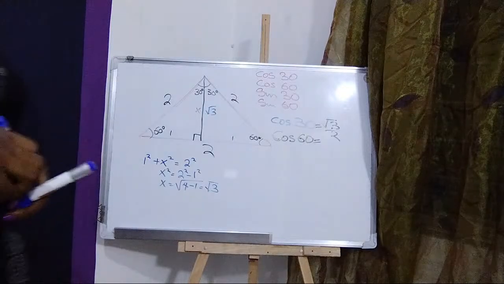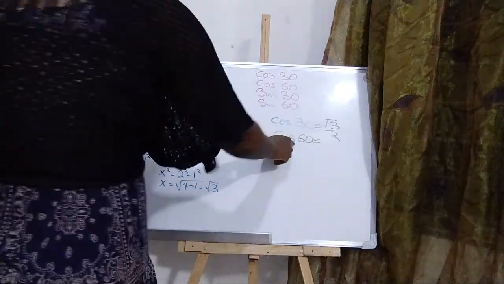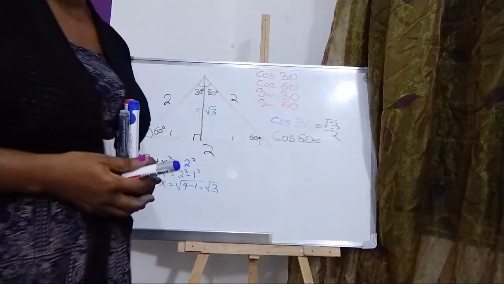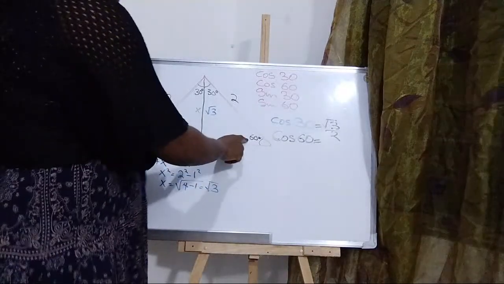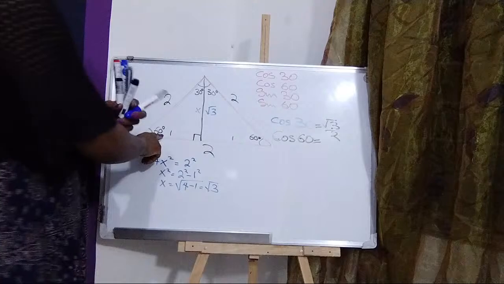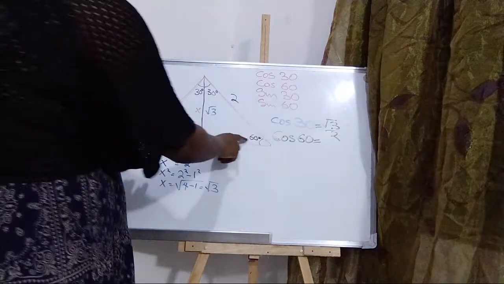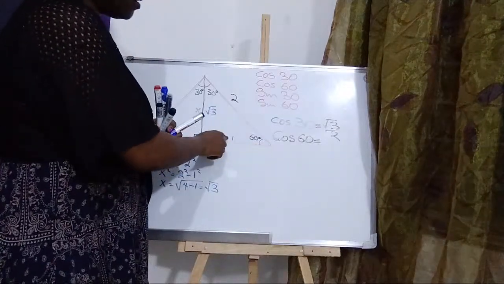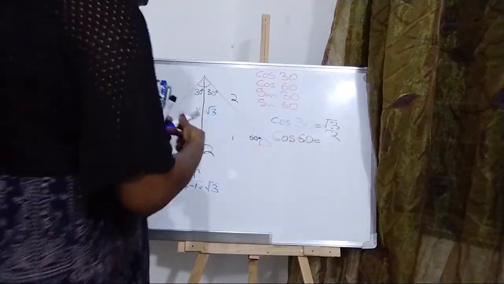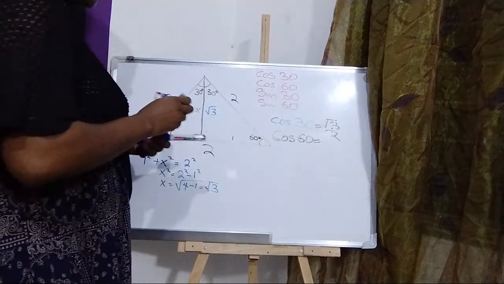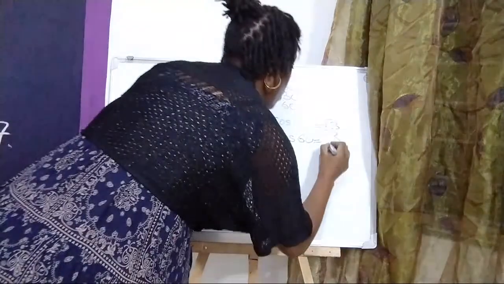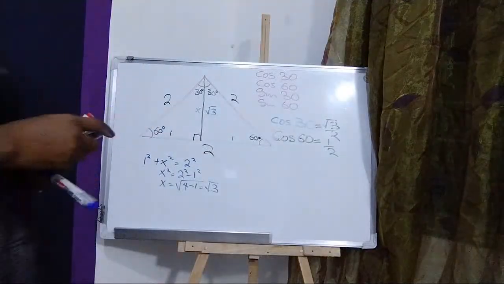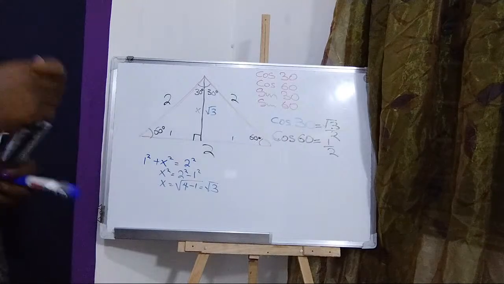Cos 60 is what? Cos 60 is the adjacent all over the hypotenuse, and this is the angle 60. The side resting on the angle is 1, all over the hypotenuse. All right? So that will give us 1 over 2. Cos 60 is 1 over 2.